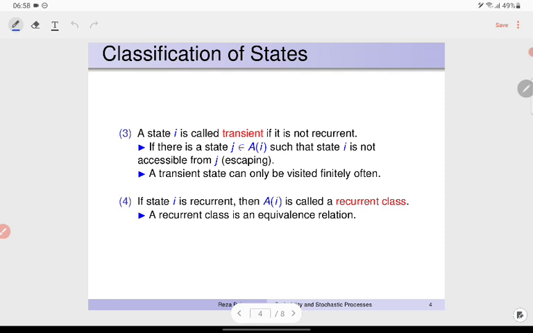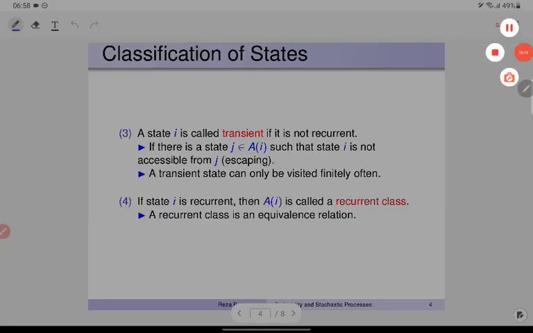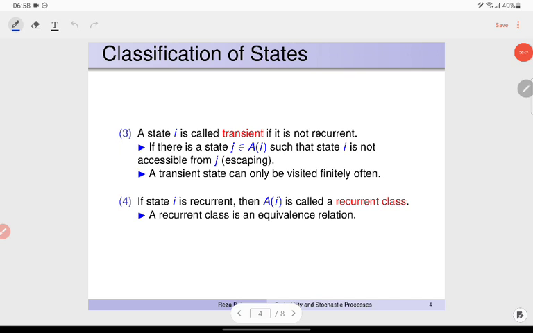Okay. Let's continue with the fourth fact. If state I is recurrent, then AI is called a recurrent class. So that means that every state that can be reached from I is called a recurrent class. So if we know that state I is recurrent, then every state that can be reached from that state is called a recurrent class. And it is not actually that difficult to prove that this recurrent class is an equivalence relation.